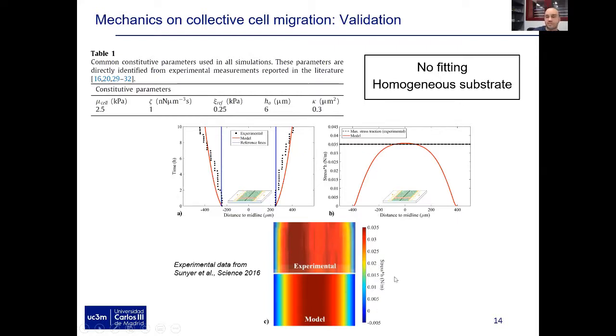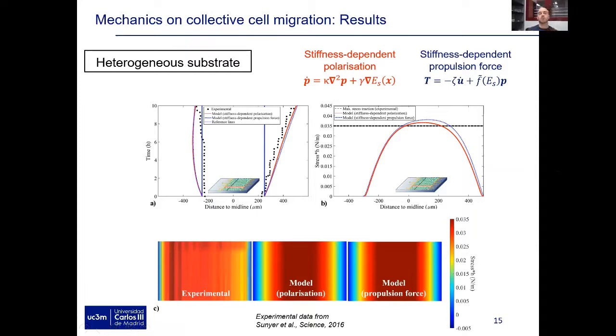So the stress times this layer height. And what we can observe is a really good agreement between experimental data and modeling results. And actually, if we look at this graph, we can observe that this maximum stress traction in this dashed black line is almost exactly the same as the one predicted by the model. So we're happy with that, and we move to the following set of simulations.